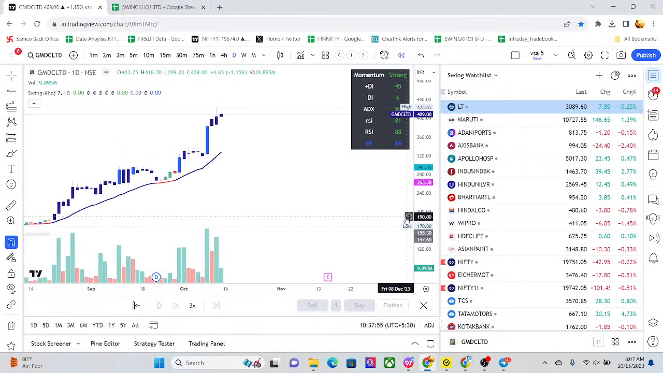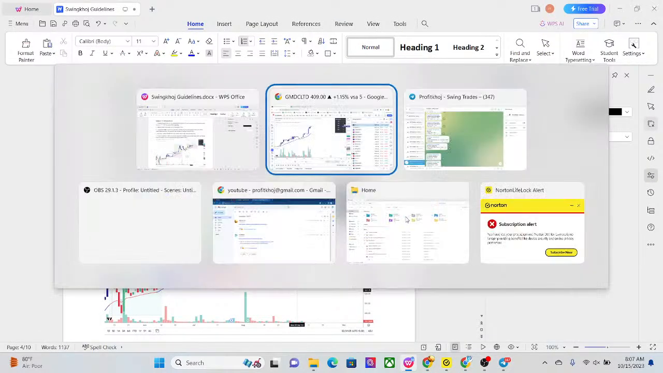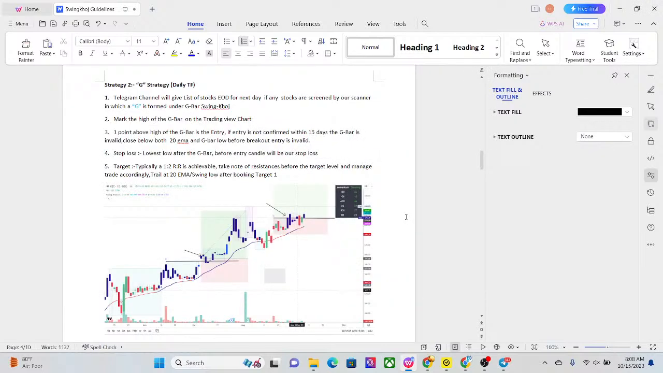Okay, so let's look at the guidelines. So lowest low after the G bar before entry candle will be our stop loss. Okay, so whatever is the lowest low after the G bar is formed will be our stop loss. And two is risk reward. So take note of duration before target level and manage trade accordingly. Trail at 20 EMA swing low after booking target one.